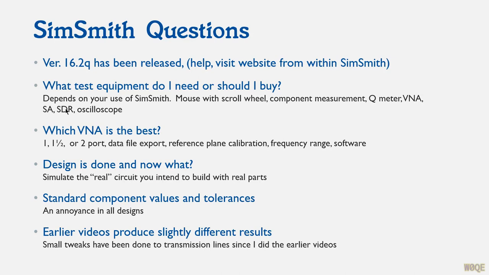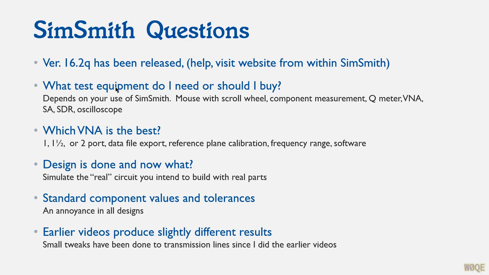Spectrum analyzer. A software defined radio with decent software can do a lot of what a spectrum analyzer can do, though some spectrum analyzers come with a tracking generator. An oscilloscope is always a good thing to have, and pretty much everybody should have one, particularly in this day and age where you can get a 4-channel 100 megahertz oscilloscope for like $320 with digital storage. It's kind of amazing. Anyways, the equipment you need is very dependent upon what you're doing within SimSmith and what you're using it for.